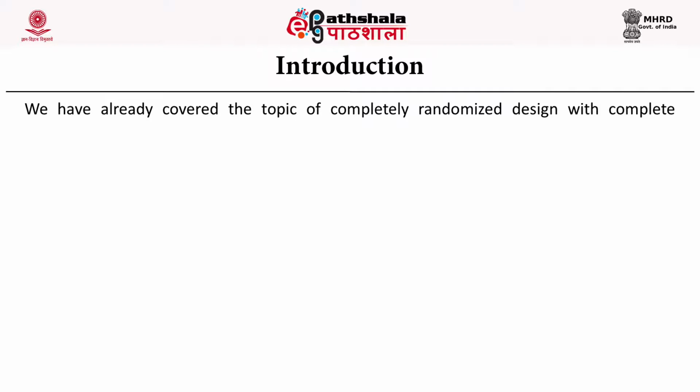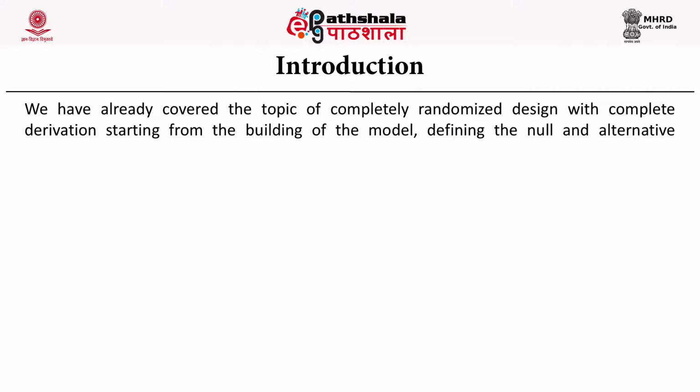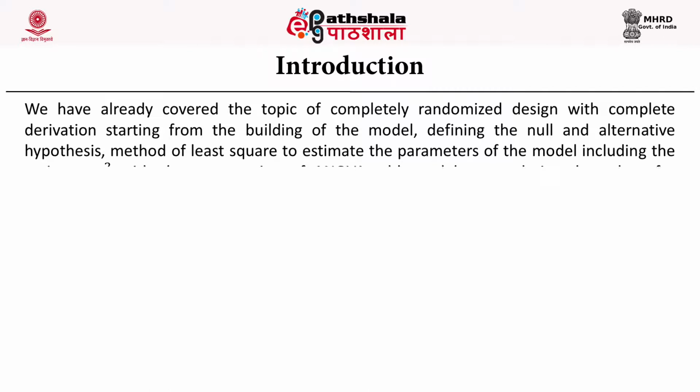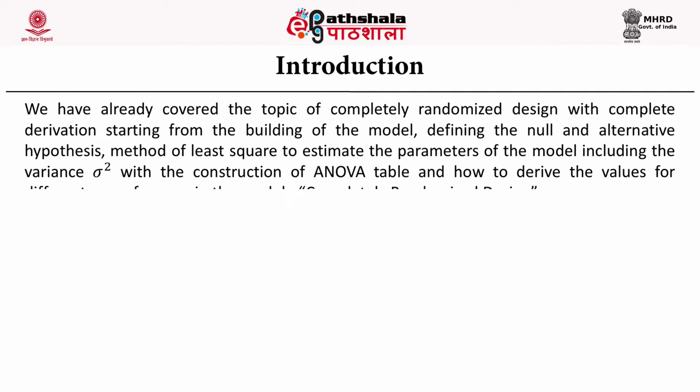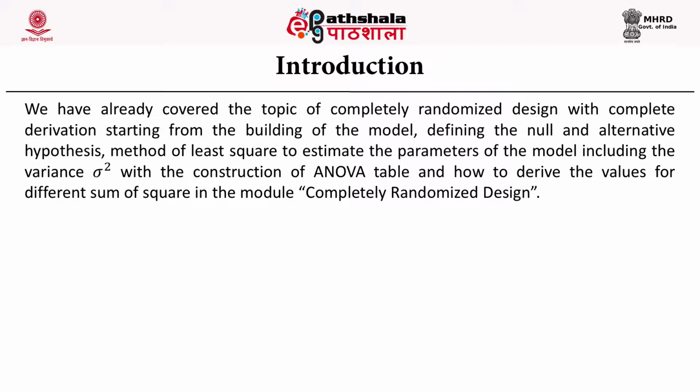We have already covered the topic of completely randomized design with complete derivation, starting from the building of the model, defining the null and alternative hypotheses, the method of least squares to estimate the parameters of the model, including the variance sigma square, with the construction of the ANOVA table, and how to derive the values for the different sums of squares, in the module Completely Randomized Design.